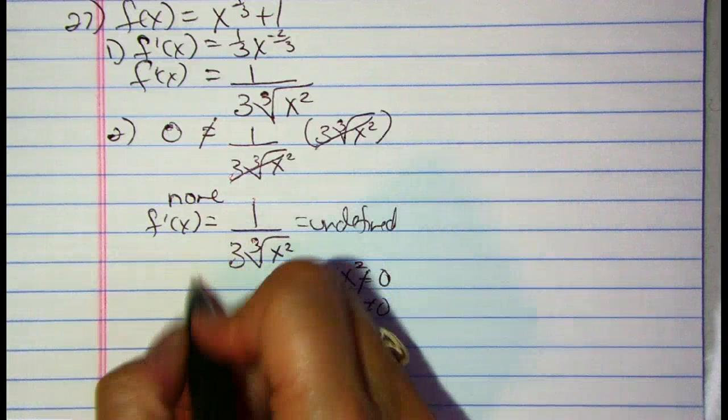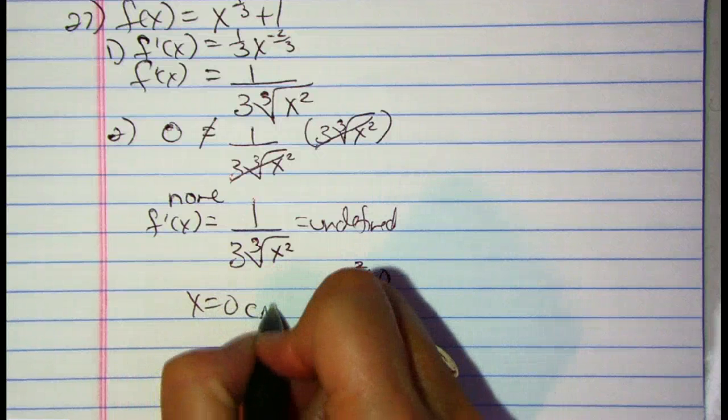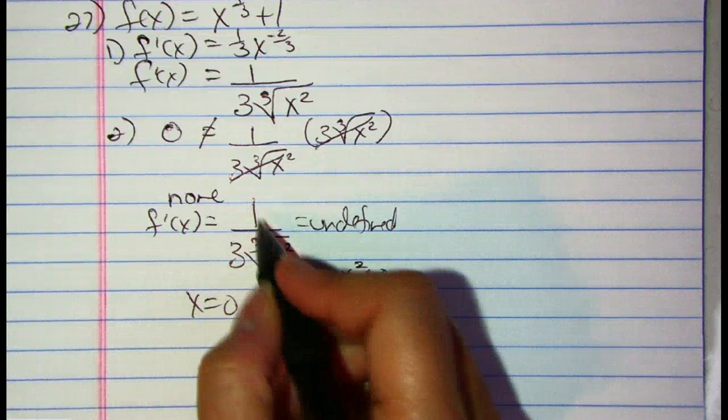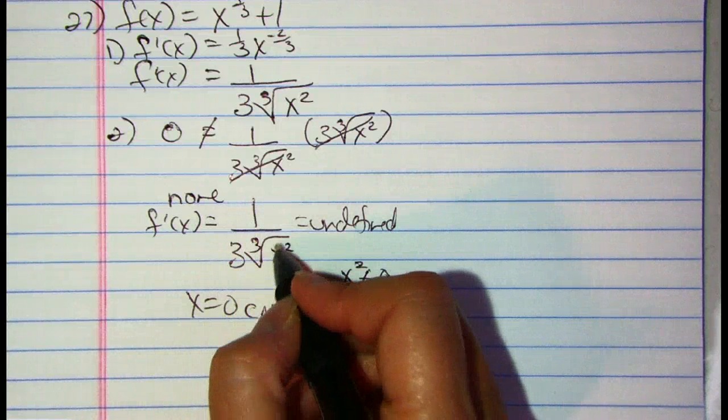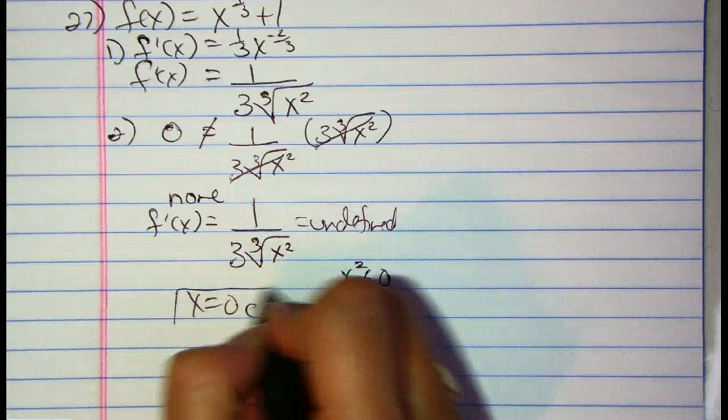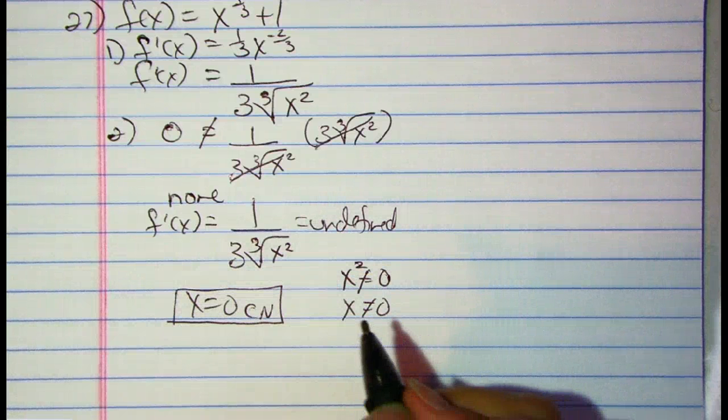So in other words, x equaling 0 is a critical number. That value, 0, makes this first derivative go to undefined. The denominator is 0, hence this fraction is undefined. So I found myself a critical number.